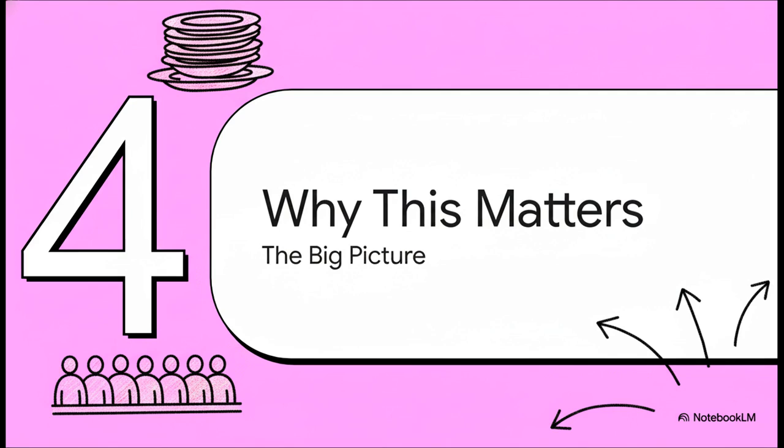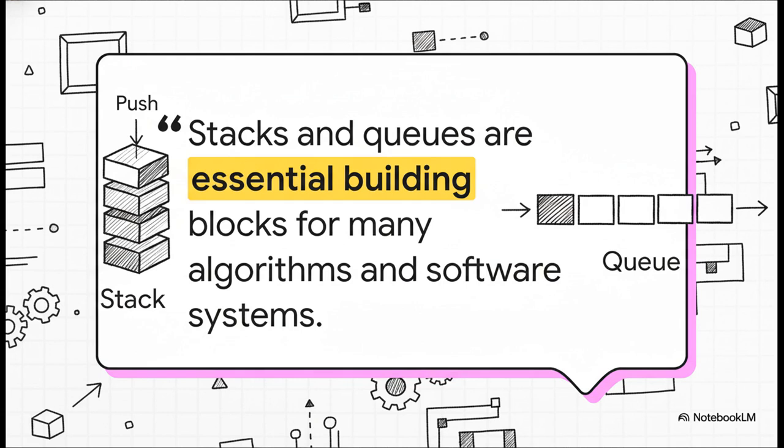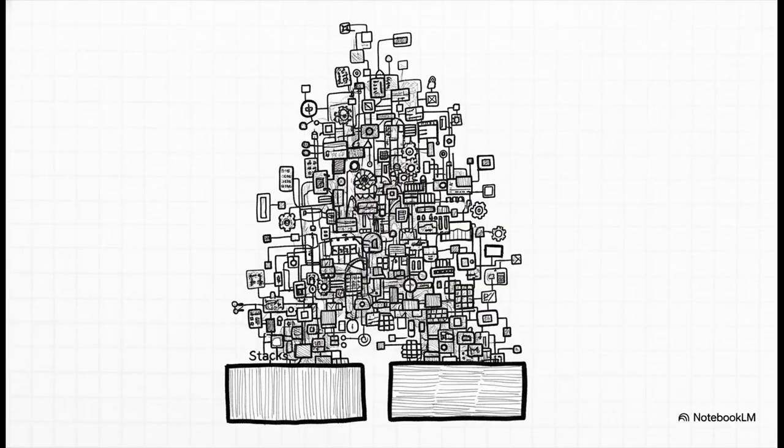Okay, so plates and lines, you get it. But why does knowing this distinction actually matter? What's the big picture here? Let's zoom out for a second. It matters because these aren't just clever little tricks. They are the absolute bedrock of computer science. It's like the slide says, stacks and queues are essential building blocks for many algorithms and software systems. Almost every complex piece of software you use is built on top of simple, elegant ways of organizing data just like these.